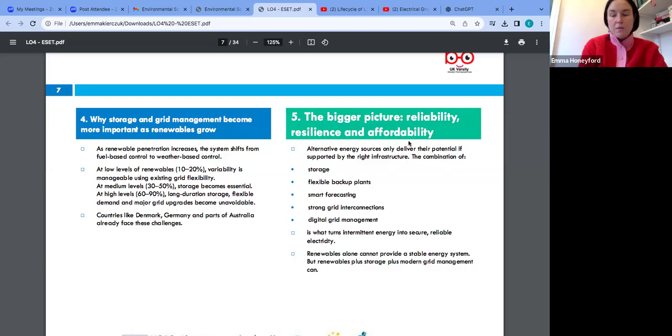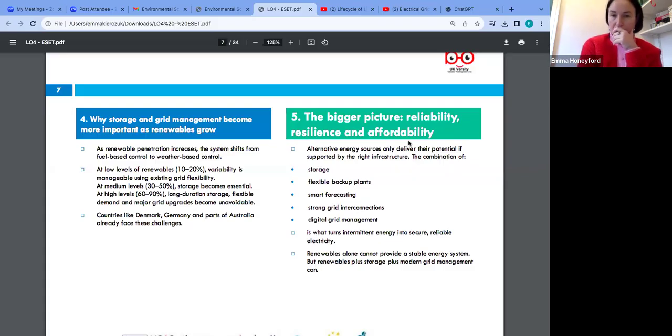Going back to the previous session, the geography of each country is different, and the challenges are different depending on the climate. So the bigger picture is reliability, resilience, and affordability. Alternative energy sources only deliver their potential if supported by the right infrastructure. This includes storage, flexible backup plants, smart forecasting, strong grid interconnections, and digital grid management.